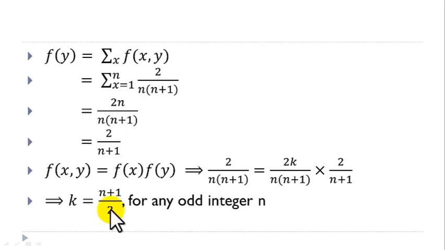Since our k must be an integer, for n plus 1 all over 2 to be an integer, n must be an odd integer.